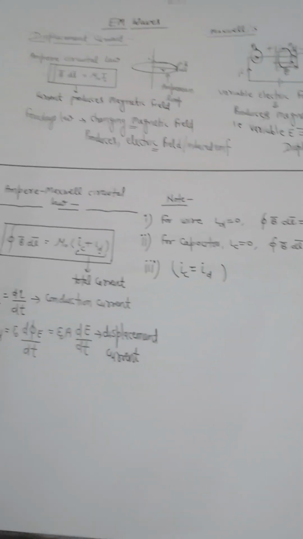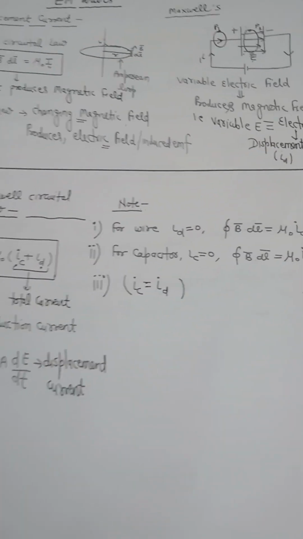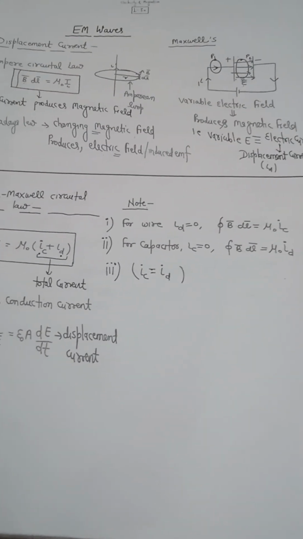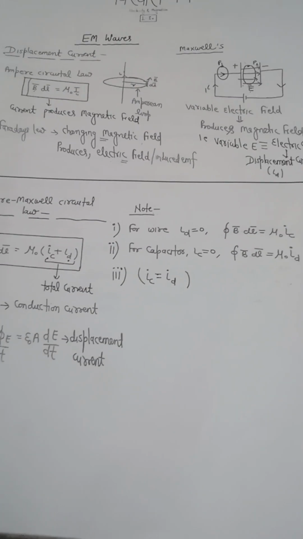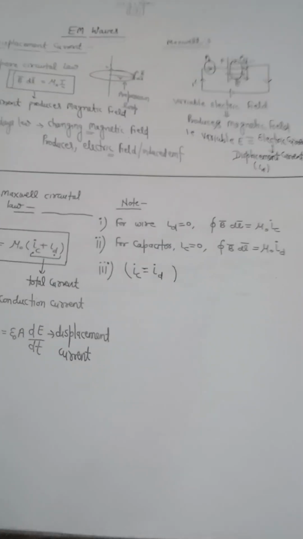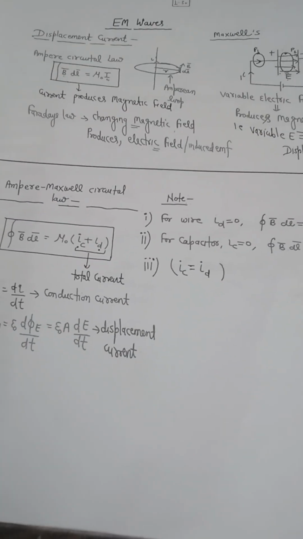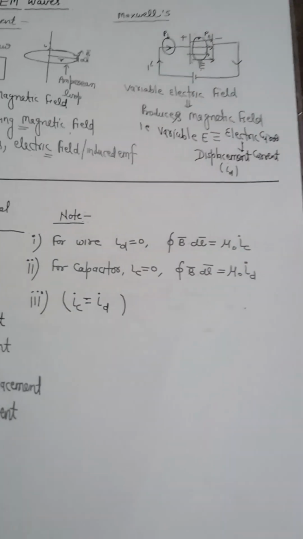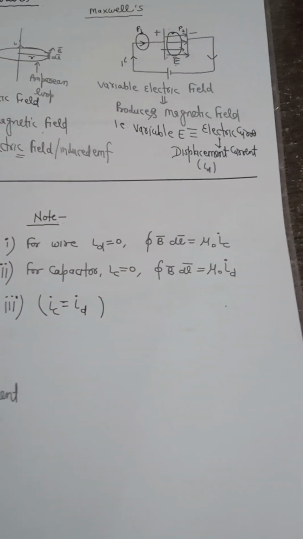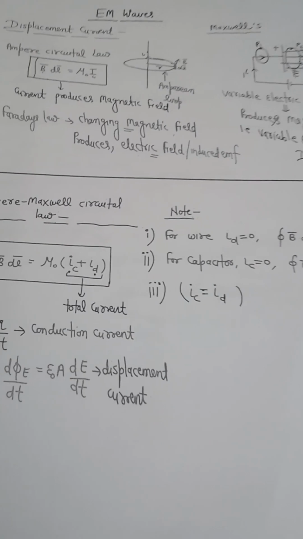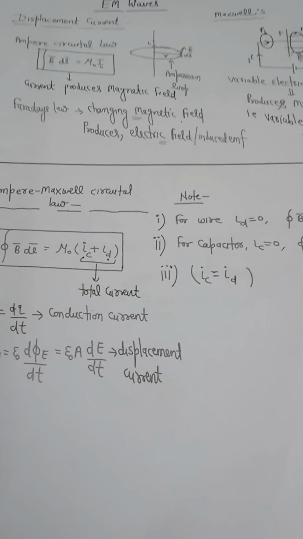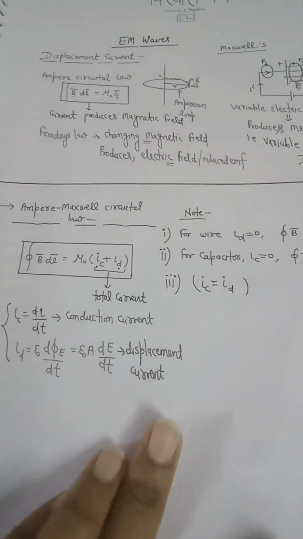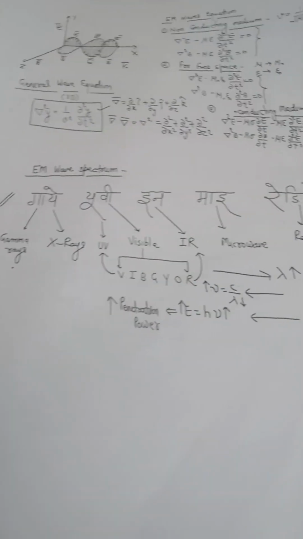Here there is a note: for a wire, Id is equal to 0, meaning displacement current is 0. Then closed integral B dot dl will become mu naught Ic. For a capacitor, Ic is equal to 0, and it will become closed integral B dot dl is equal to mu naught Id. And third case, when Ic is equal to Id, then closed integral B dot dl is equal to 2 mu naught Ic.